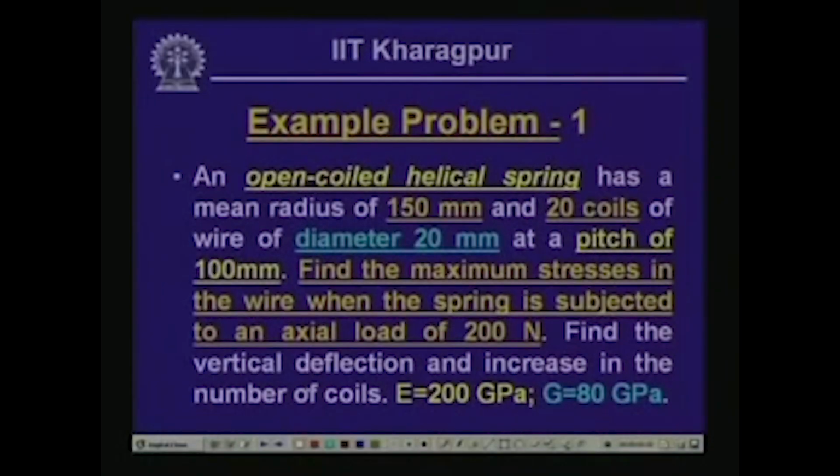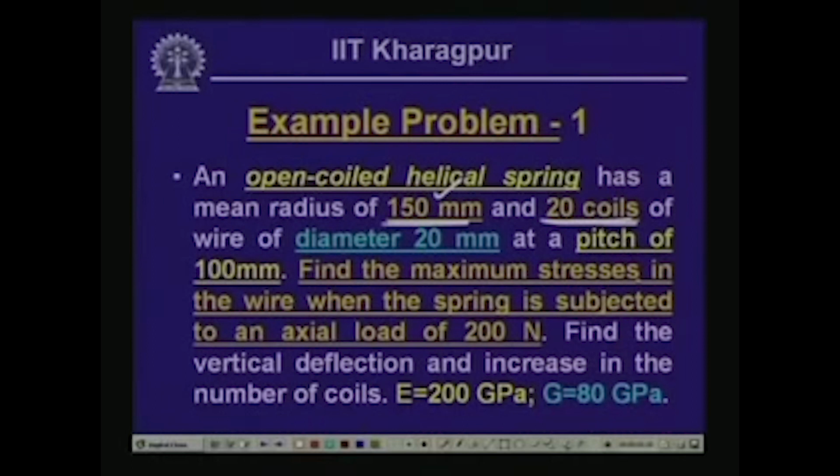Now, let us look into some examples wherein we can make use of these formulae for evaluating the stresses in an open coil helical spring. The first example is that an open coil helical spring has a mean radius of 150 millimeter. So, the value of R, capital R, is 150 millimeter, and it has 20 coils.